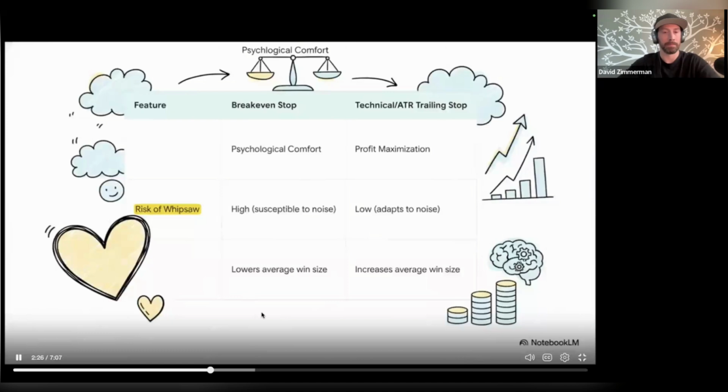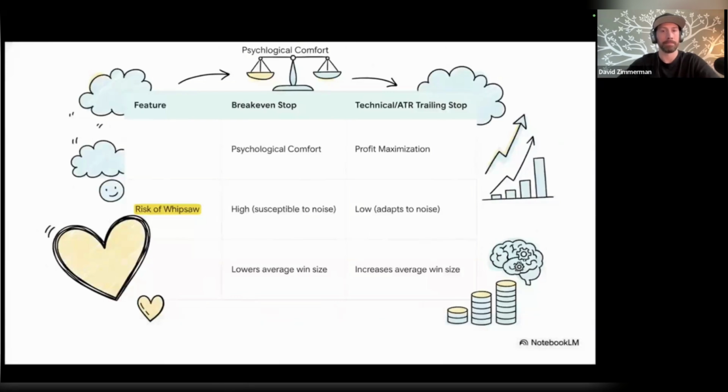And this chart just lays it out perfectly. The break-even stop's primary goal, psychological comfort. It's there to make you feel better. A technical stop, one that actually adapts to the market's behavior, has a very different goal, profit maximization. One serves your emotions, the other serves your account balance. You've got to decide which one you're trading for.